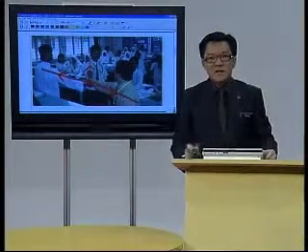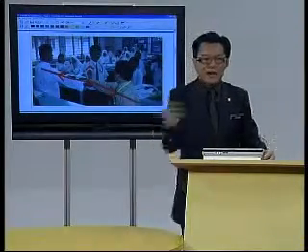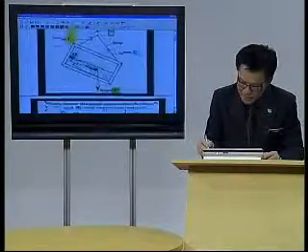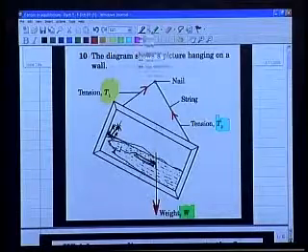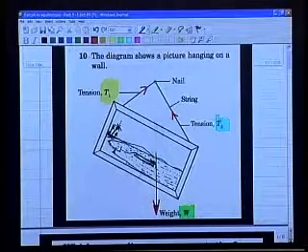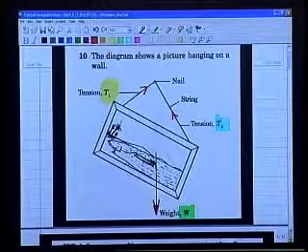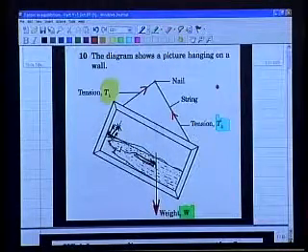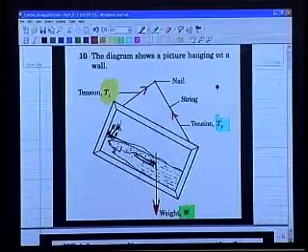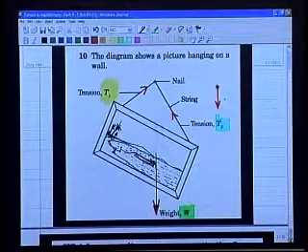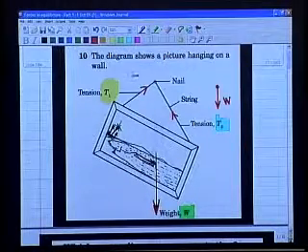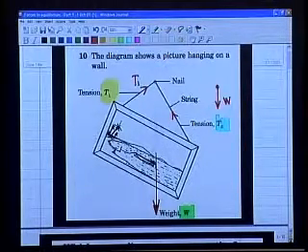You could be asking me, teacher, why are you telling me all this? Let's get back to the picture. Good. Let's get back to the frame. What I've been trying to explain is this. If there is a point of equilibrium, take a look at W. Where is it acting? Downwards. What about T1? Where is it acting? Upwards.